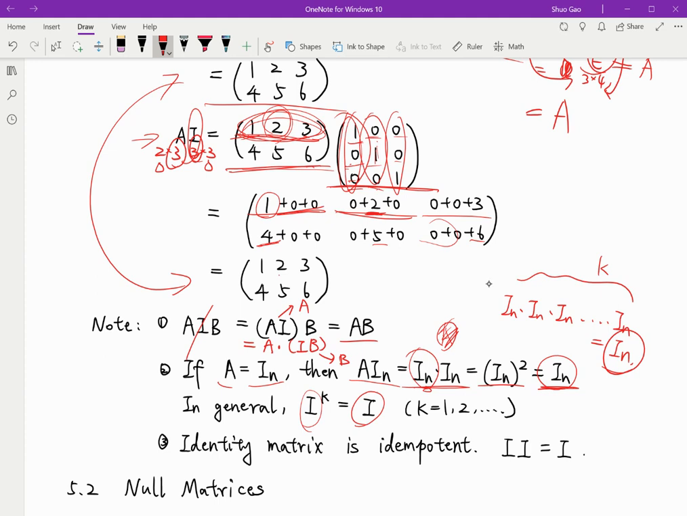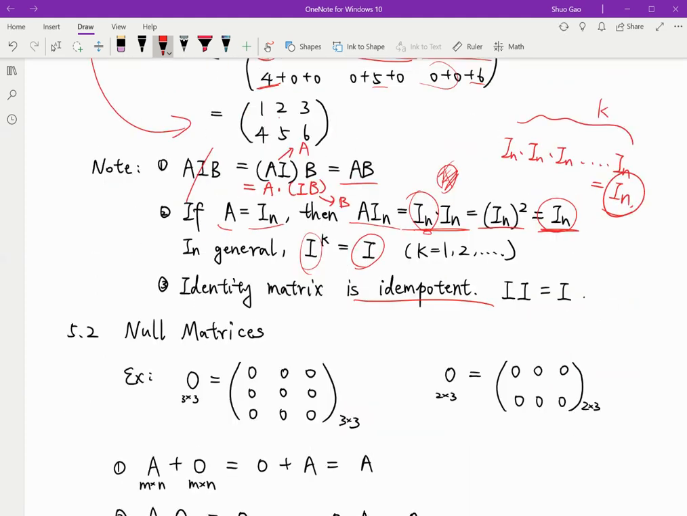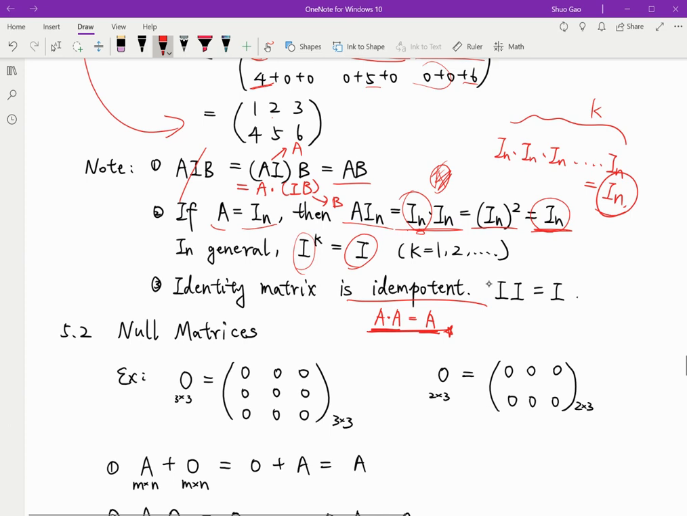And the third one: the identity matrix is idempotent. So this means if matrix A times matrix A equals the matrix A itself, then this kind of matrix we call idempotent. Right? The multiplication of the two same matrices results in the matrix itself. So this is a kind of property that the identity matrix has. Because we've talked about it before, I times I is just I itself, right?